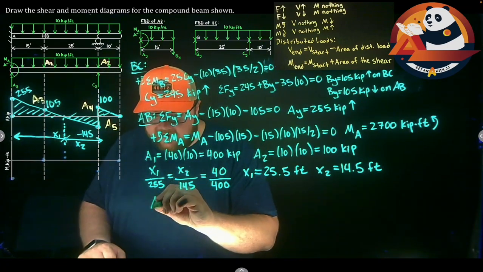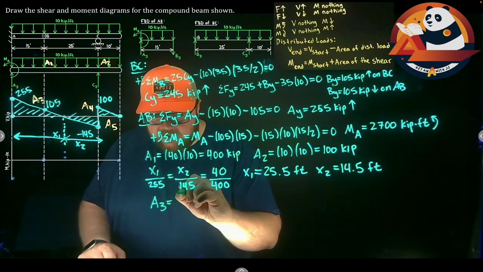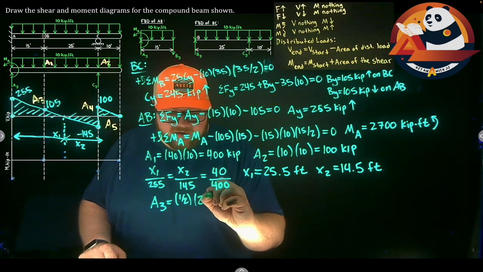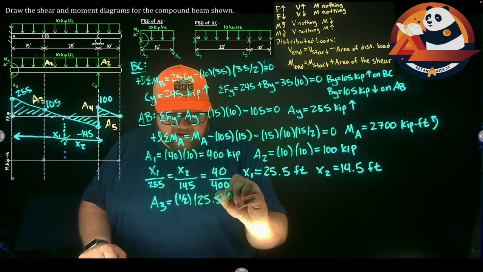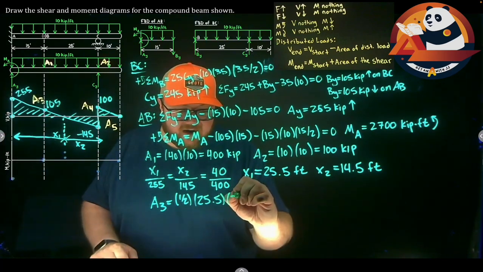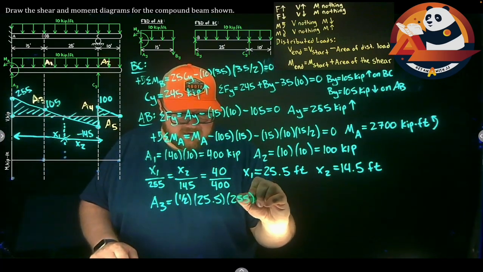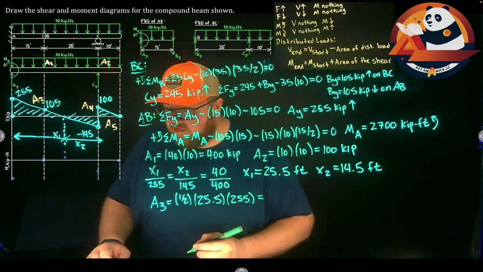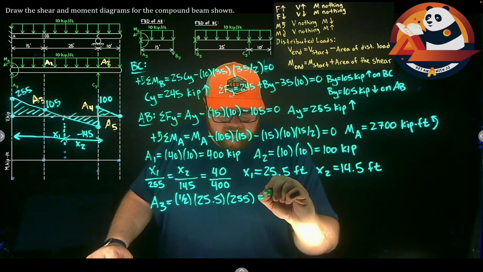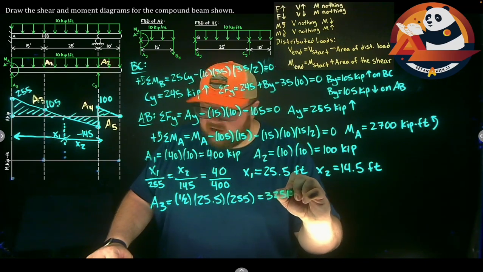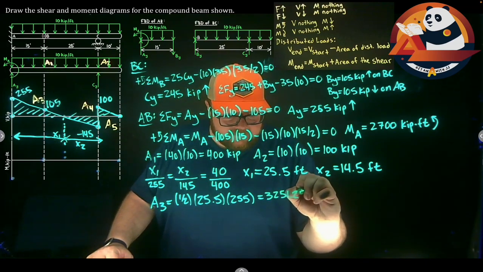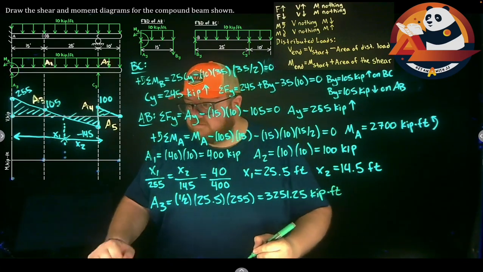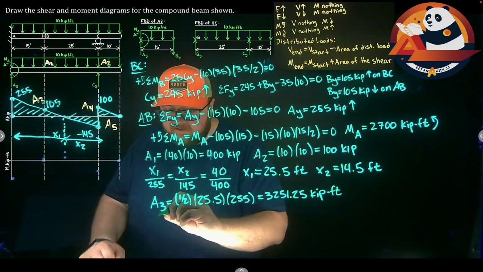So area 3 should be 1/2. Base is x1, 25.5, times my height, 255. That's going to get us to 3251.25 kip feet. Area 4 is another triangle.